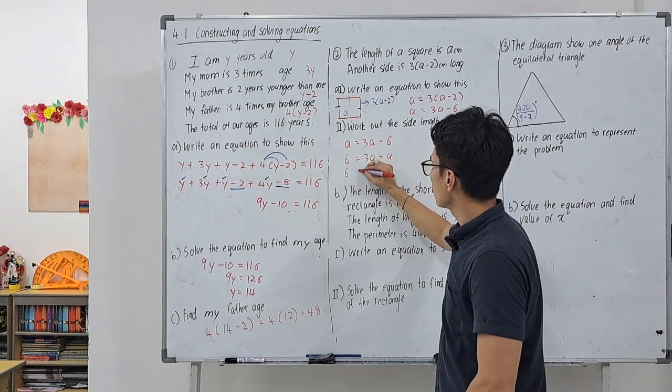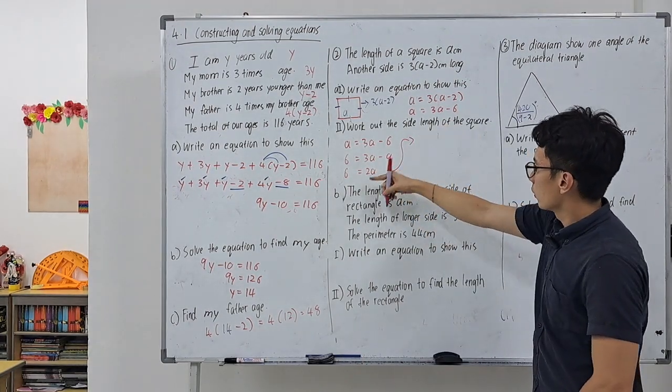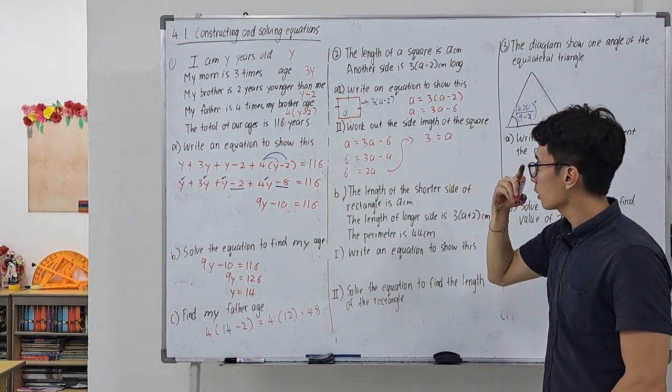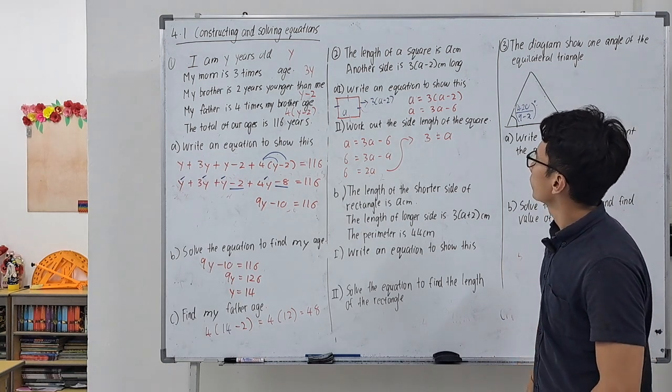That's going to give me 6 equals 2a. And finally, divide, and that's a over here, that's going to give me 3. Alright? So basically, this is the answer. Okay?